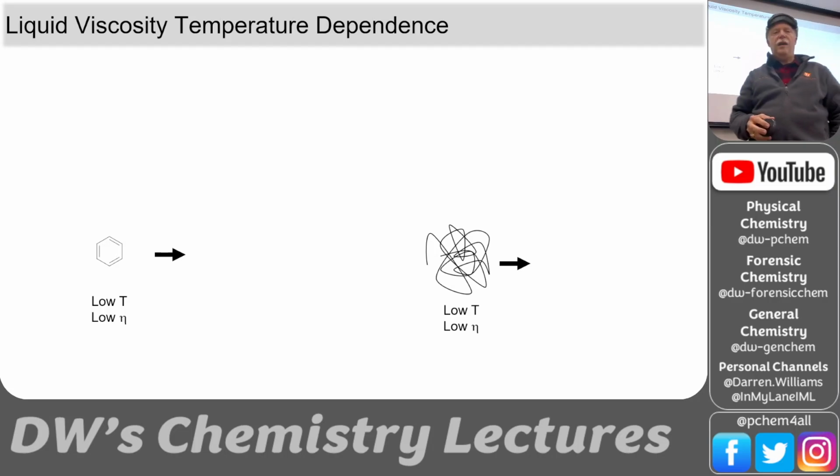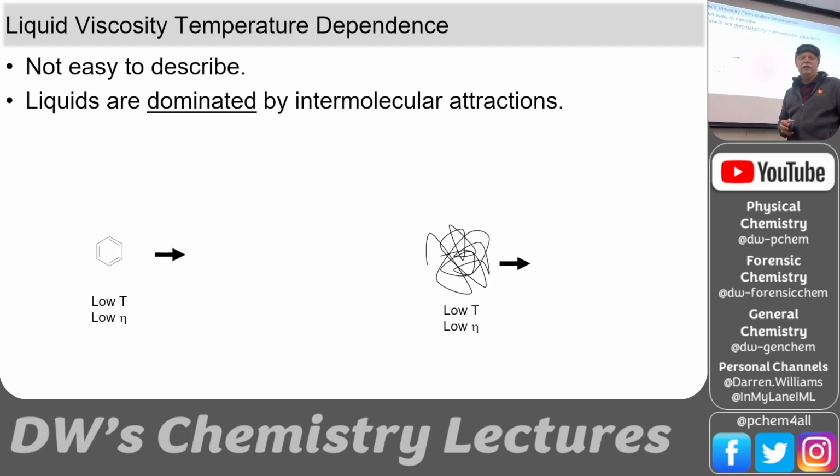Now, it can be complicated depending on the molecules with the temperature dependence. So like in this case, since the liquids are dominated by intermolecular attractions, and we talked about those in the Hansen solubility parameter lab. So how did that lab go?